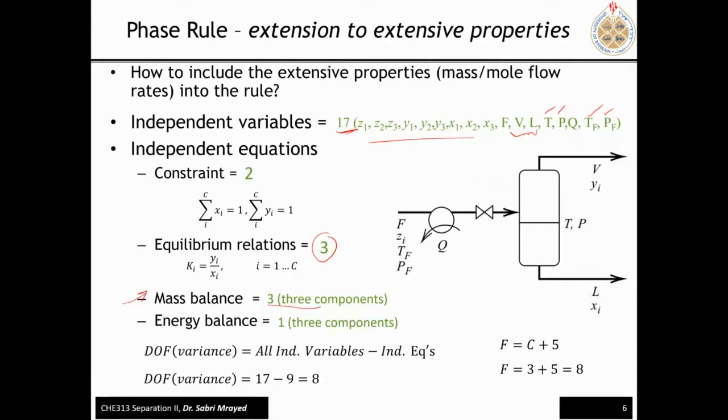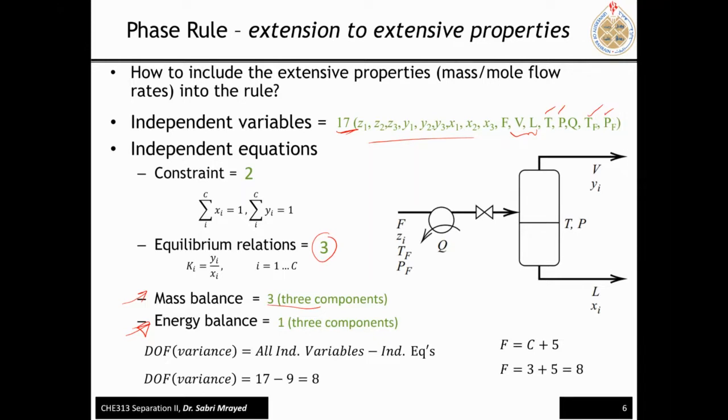So we have three equations that we can generate. The energy balance is regardless of how many components you have. Usually the energy balance will depend on the system. The system will tell you whether you have an energy balance equation or not, so either it is only one equation or there is no equation.